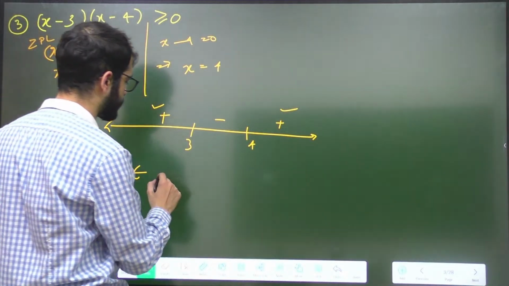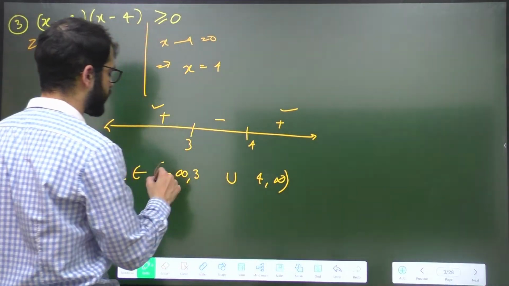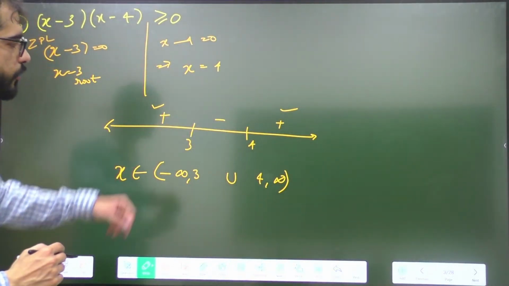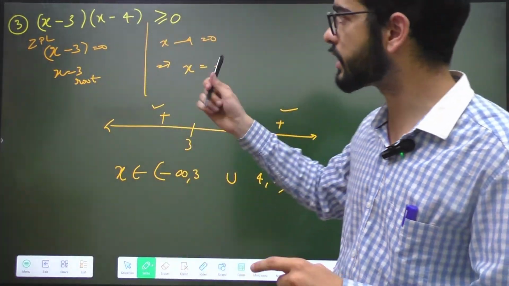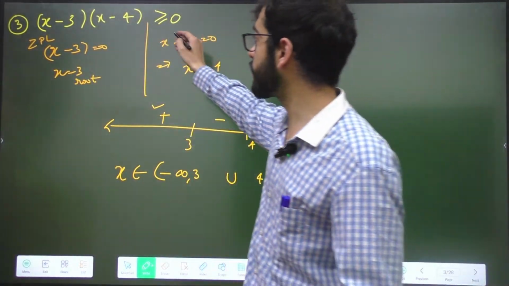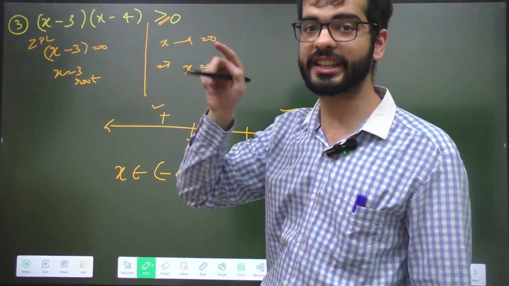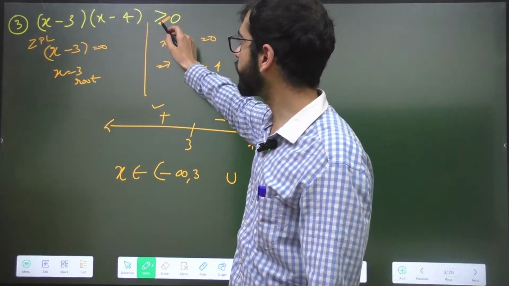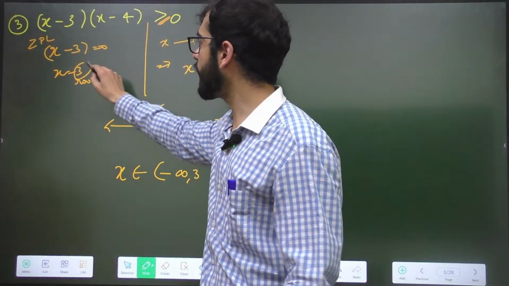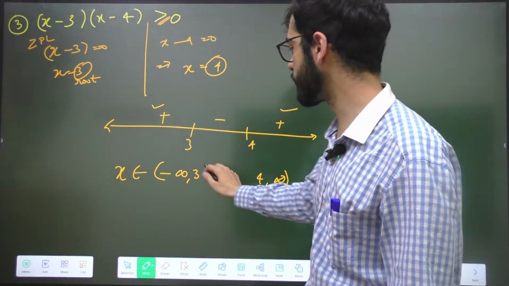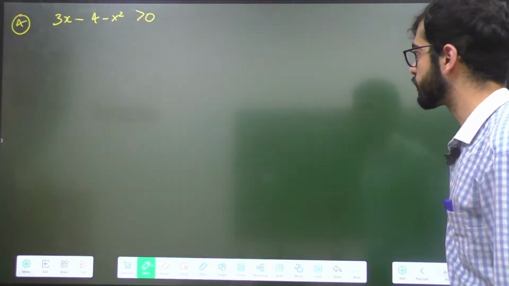Finally, we can say that x belongs from negative infinity to 3 union 4 to infinity. On infinities I'll have open intervals. What about 3 and 4? If we put the values 3 and 4 in the expression, the answer is going to be 0 since they are the roots. But as the expression says, equality is also included. That is, equality is accepted in the inequality. If the values are equal, then also they will satisfy the expression. So x equals 3 and x equals 4 should also be present in my answer set. So I'm going to put closed intervals at 3 and 4. Let's move forward to the next question.